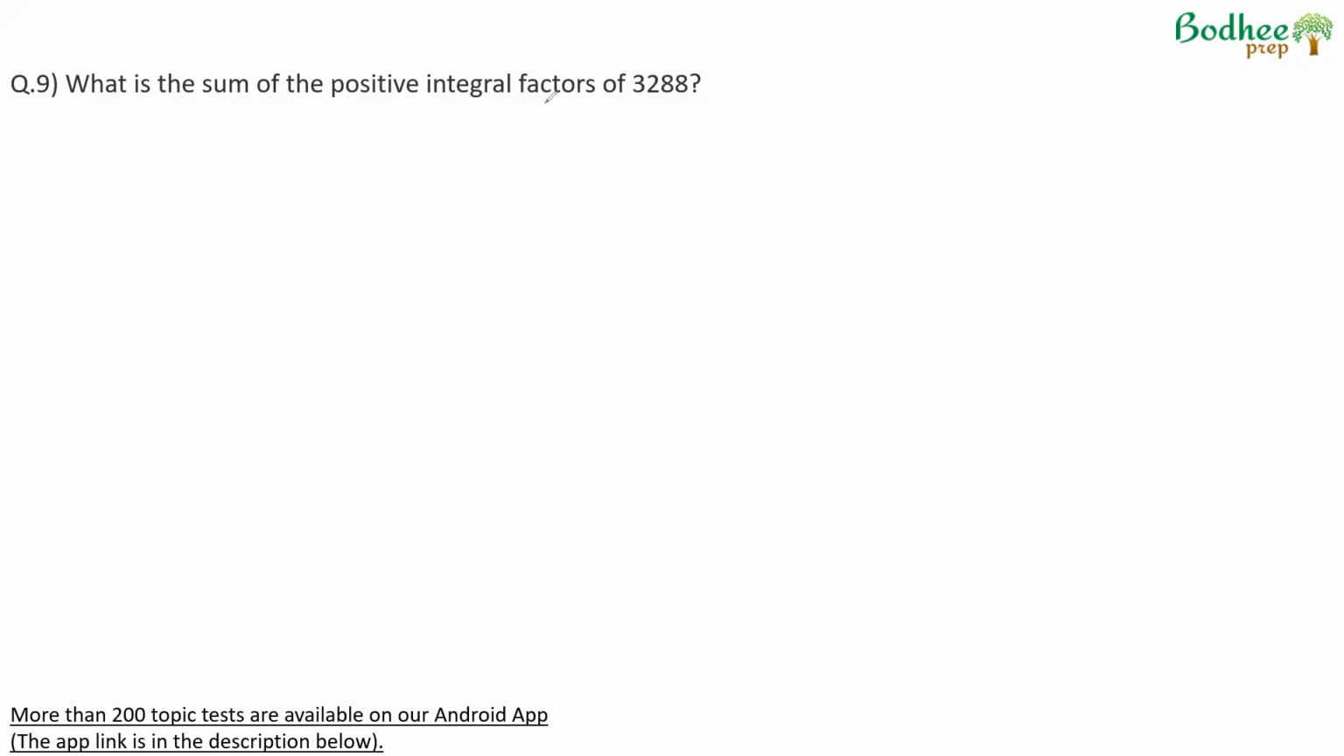What is the sum of the positive integral factors of 3288? First, let's try to factorize 3288. 3288 by 2 will be 1644, which can further be divided by 2 to get 822, which can further be divided by 2 to get 411. This can be divided by 3 to get 137. 137, I think, would be prime.